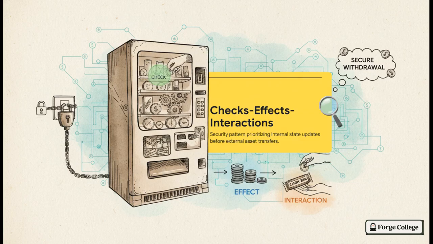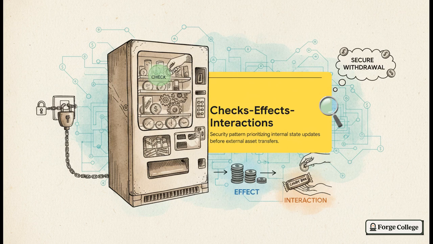The absolute foundation of this vault is a concept called checks, effects, interactions, or CEI for short. Think of it exactly like an old-school vending machine. When you want to buy a candy bar, what happens? First, the machine checks if you actually put in enough money. That is your check. Then it deducts that amount from your internal credit. That's the effect. And only after your balance is reduced, it physically drops the candy bar into your hands. That physical drop is the interaction.